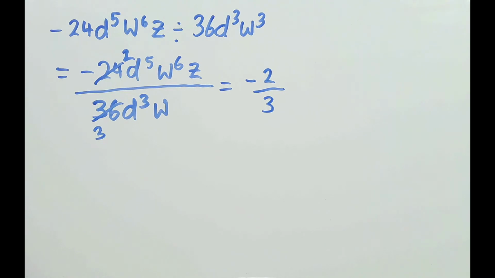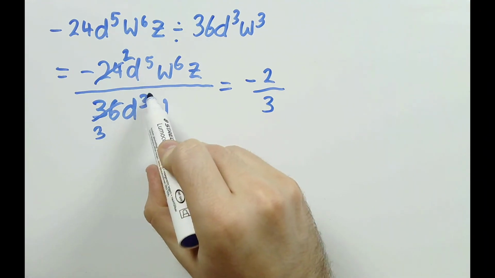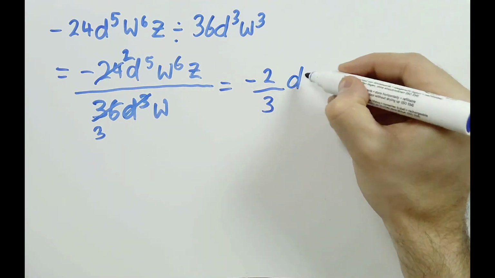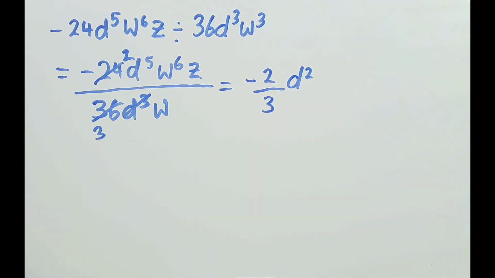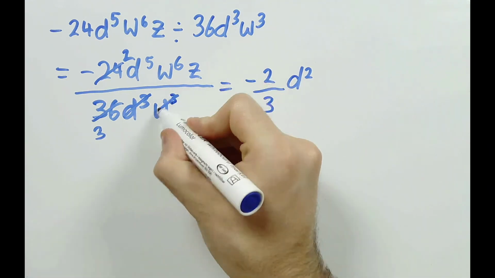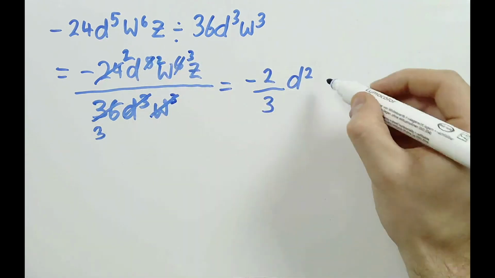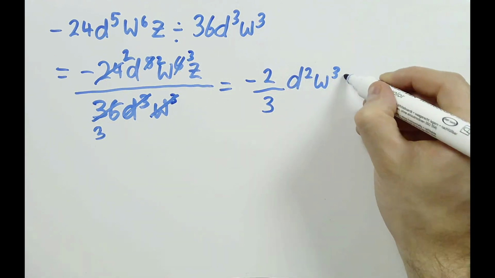And now let's have a look at cancelling some of our other components. d to the power of 5 in the numerator, d to the power of 3 in the denominator. So we can cancel out 3 d's in the denominator, which leaves us with 2 d's in the numerator, or d squared. And I've left off the 3 here, so there you go. And doing the same with w leaves us with 3 w's in the numerator. And of course there's no z in the denominator, so it remains.